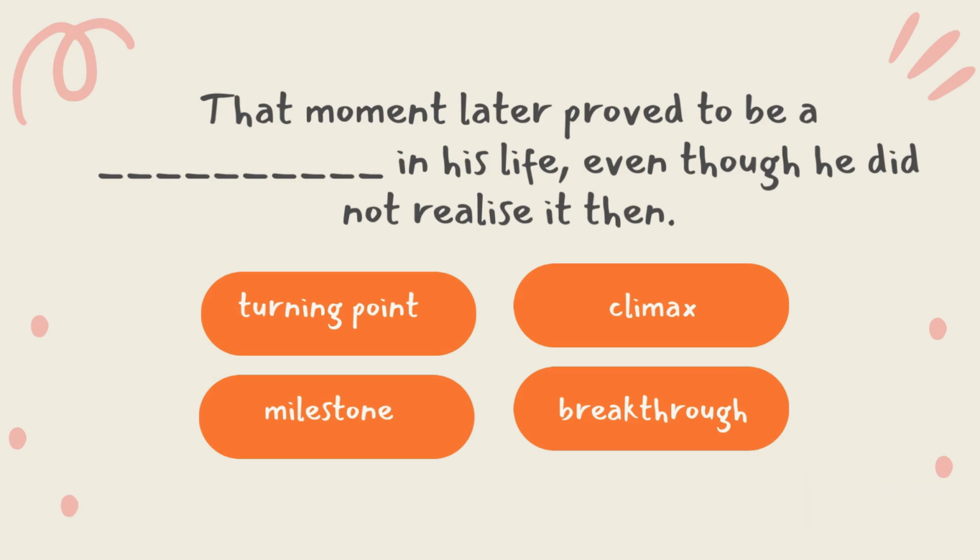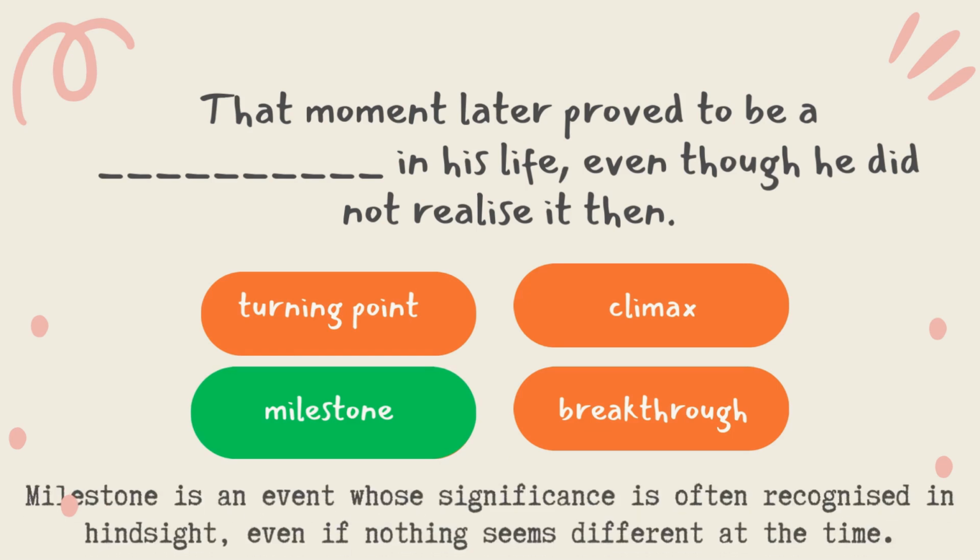The correct answer is milestone. You might have considered turning point, and that's a reasonable thought. But that implies a clear change in direction, that life immediately began to move differently after that moment. In this sentence, however, the focus is not on an immediate change, but the significance of the moment only became clear at a later time, which makes milestone the more precise choice.